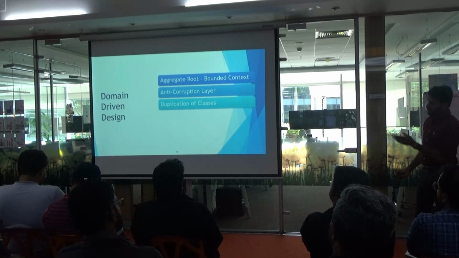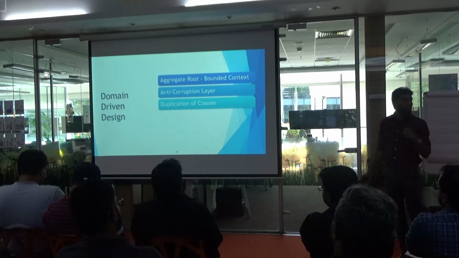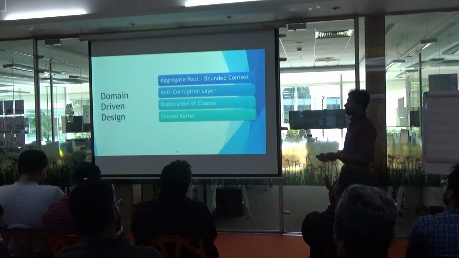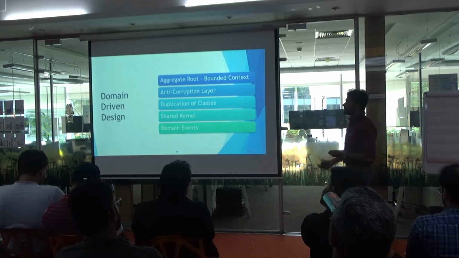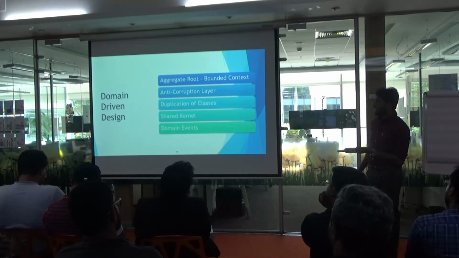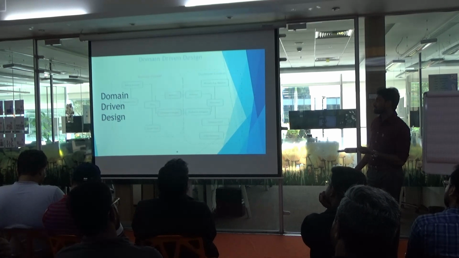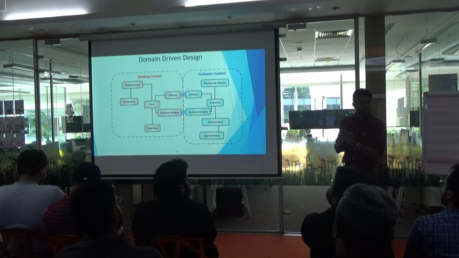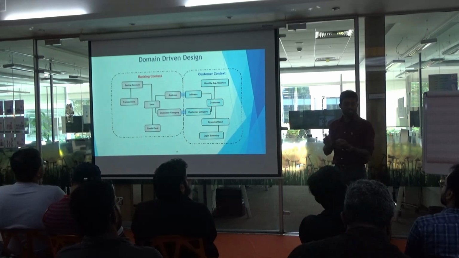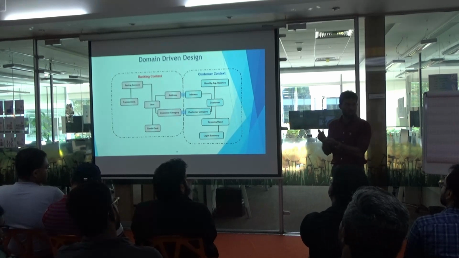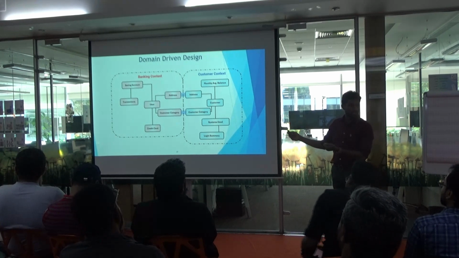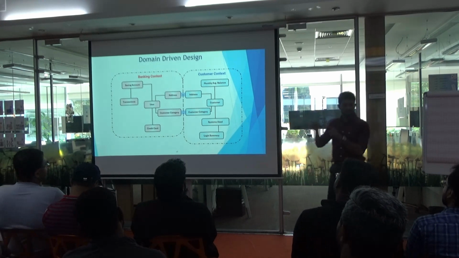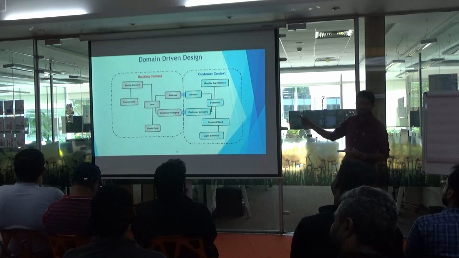And duplication of classes, that's what I just spoke about. In case the same class is being shared in multiple places, we duplicate the classes. And you see this shared kernel. Address is being used almost in a similar way. Maybe one field is very similar, and it's a small thing, so I can share it between 2 contexts. That is shared kernel.